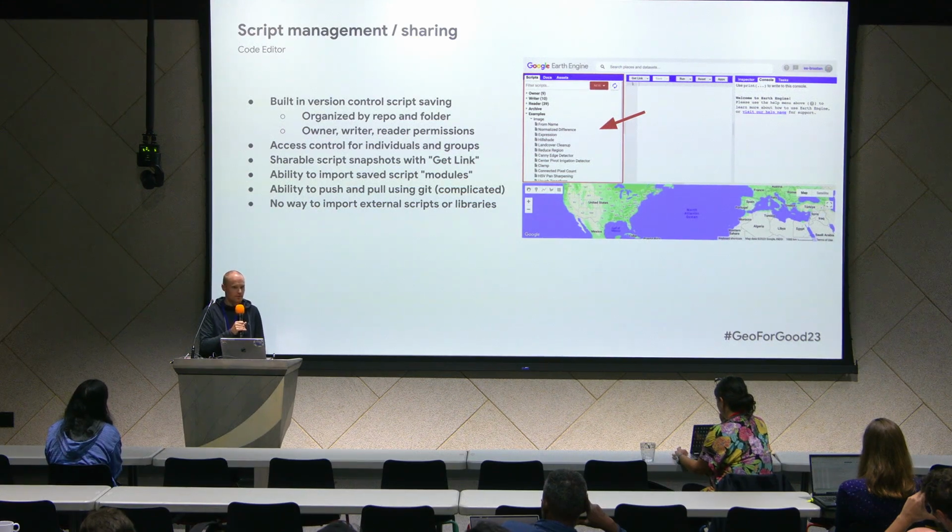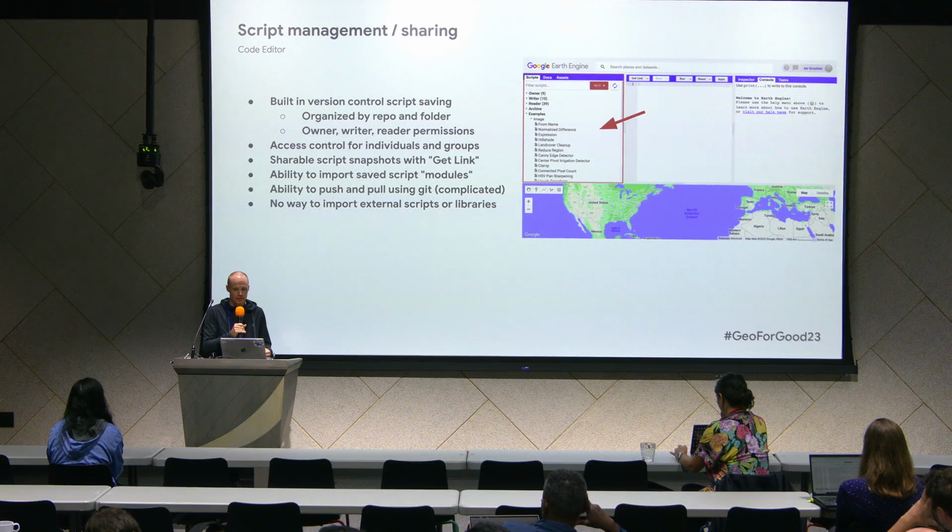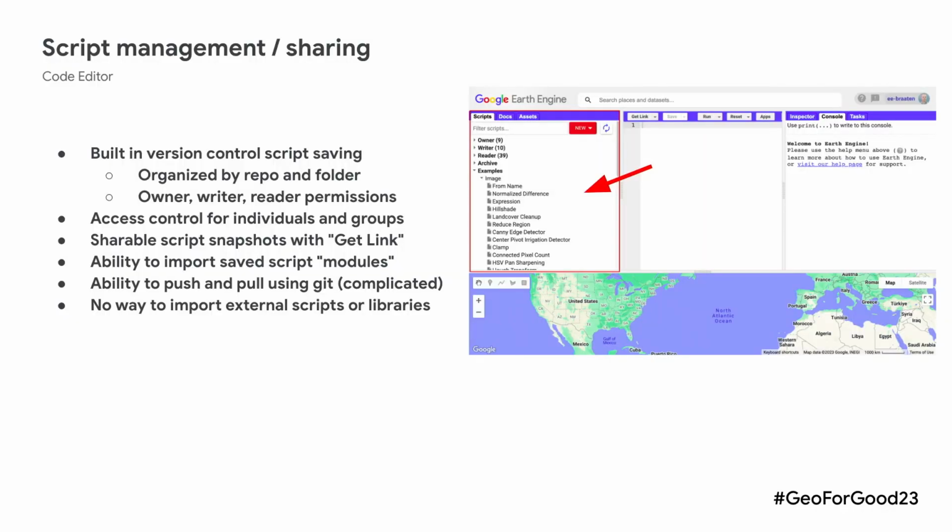So in the code editor, we have the scripts panel, and it allows you to save scripts and explore them and share them right within the code editor. They are Git-backed, and they exist on Google's infrastructure. You can access them with traditional local Git, but it's kind of a complicated process. And so it's sort of siloed here. Your scripts are a little bit siloed within Earth Engine.